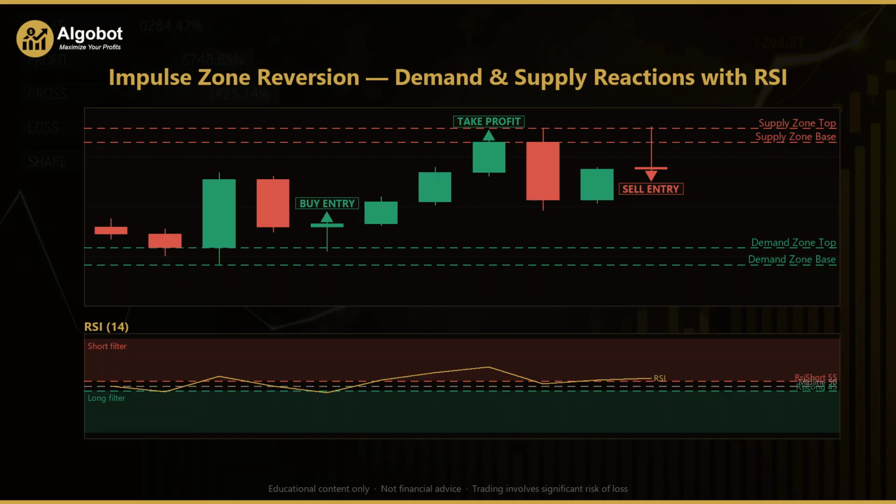Look at that same eighth candle from the other side. It opens high and sells off hard into a tall bearish body, once again clearing the impulse threshold. This time the strategy stamps a supply zone at its origin, shown between the supply zone base and the supply zone top, dashed red lines near the top of the move. Price then rallies back up to test that supply.